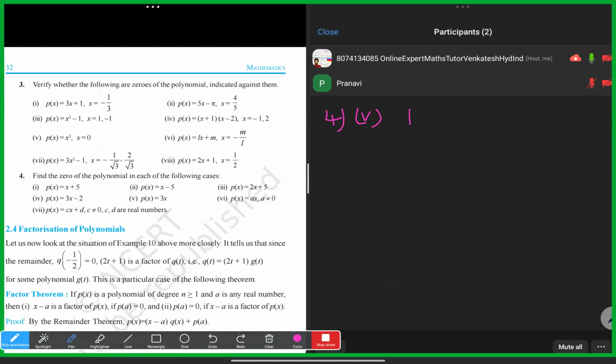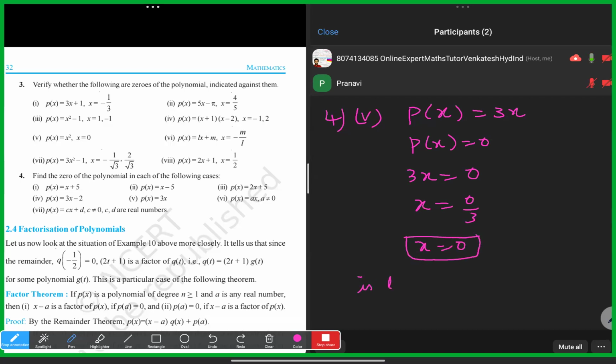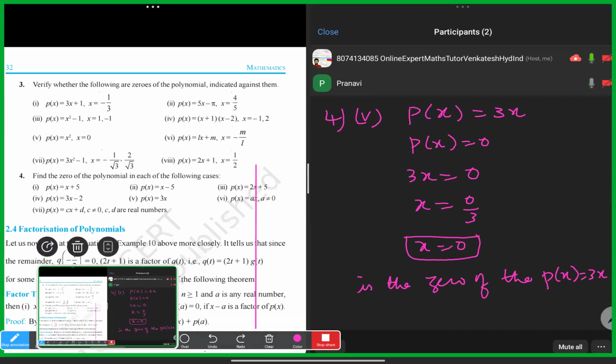Fourth question, fifth bit, p of x is equal to 3x. So we are equating p of x to 0 to find out the zero of the polynomial. 3x is equal to 0, so x is equal to 0 by 3, which is 0 itself. Most of the time, if there is no constant term in a linear polynomial, 0 only will become the zero for it. Oh, okay, sir.